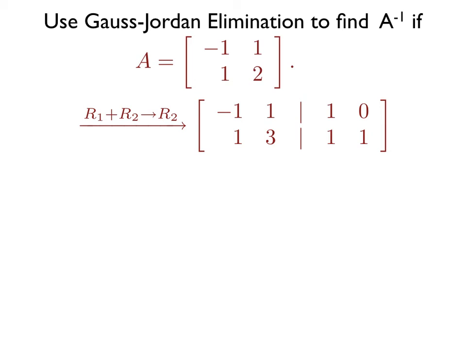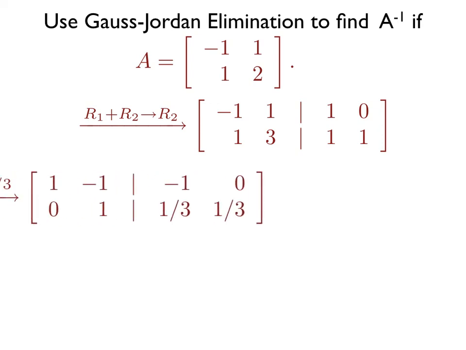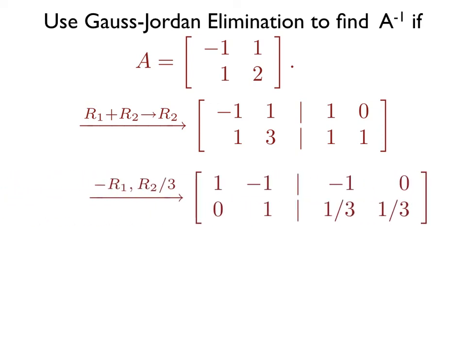So our system becomes minus 1, 1, 1, 0. And then if we add row 1 to row 2, then we should have gotten there a 0 instead of a 1. So that's a typo. That should be 0, 3, 1, and 1. Now we divide row 1 by minus 1, and we divide row 2 by 3. If we do that, we get 1, minus 1, minus 1, 0, 0, 1, 1/3, and 1/3, dividing that second row by 3.